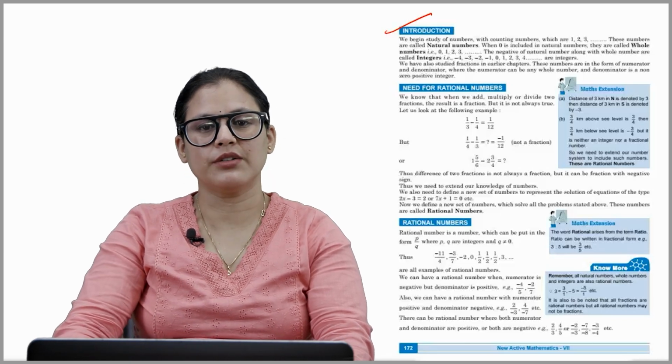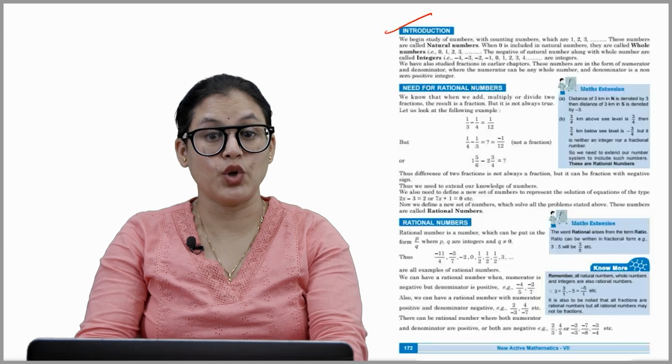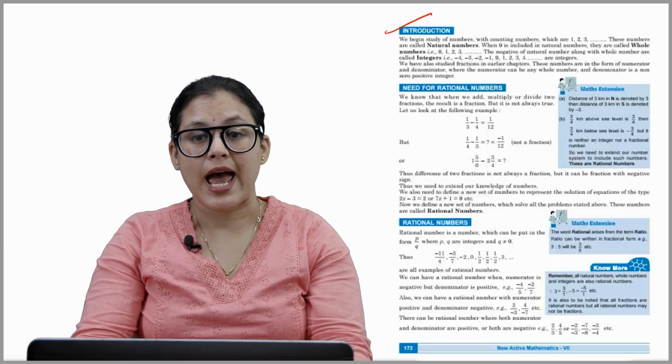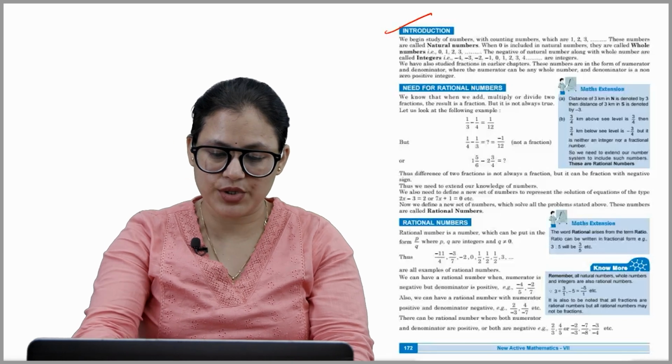We've also studied fractions in earlier chapters. These numbers are in the form of numerator and denominator, where the numerator can be any whole number and the denominator is a non-zero positive number. Okay, need for rational numbers.